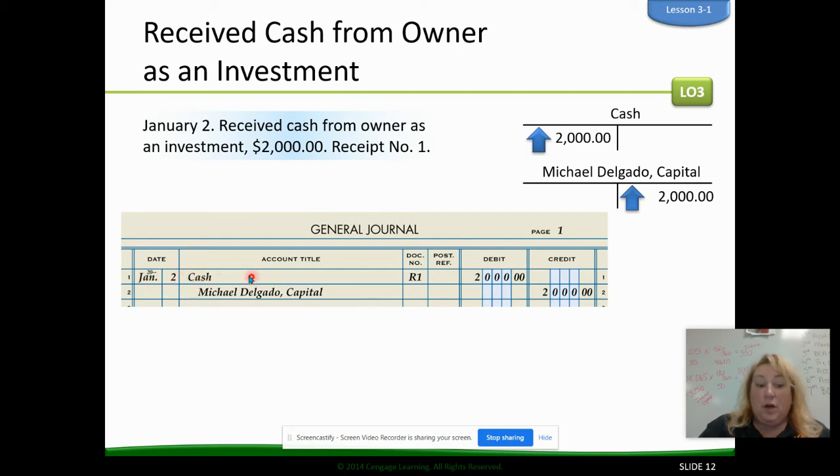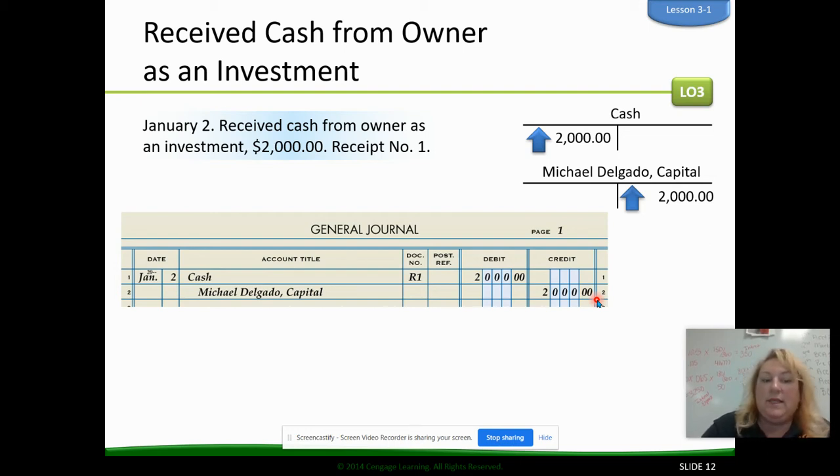We always try and put our debit first. So whichever side, remember cash is an asset, so it goes up on the debit. So we'll put our cash first. R1 is the source document number, so receipt number 1. We use the R for the receipt and the number 1. And it was $2,000. And then notice the slight indent here for my credit, Michael Delgado Capital, and it'll be a credit of $2,000. So that's how every single transaction is going to be set up.